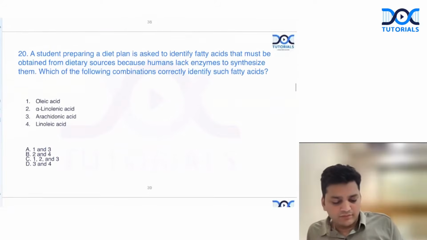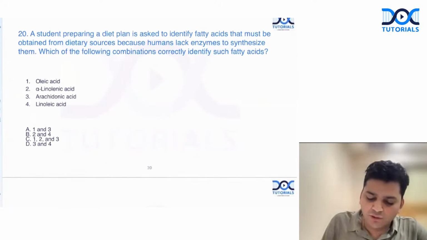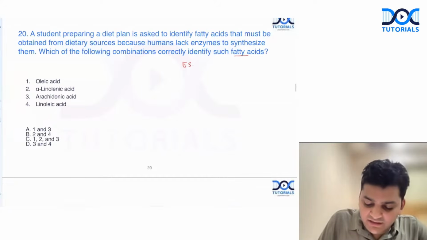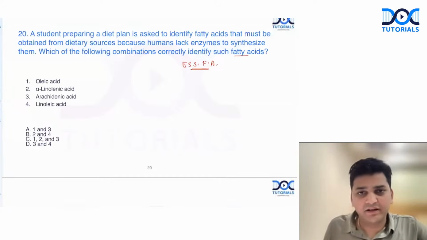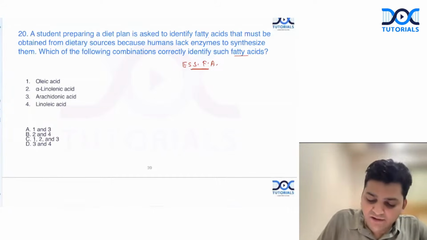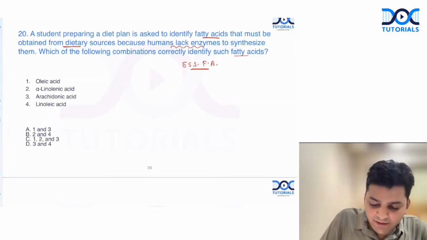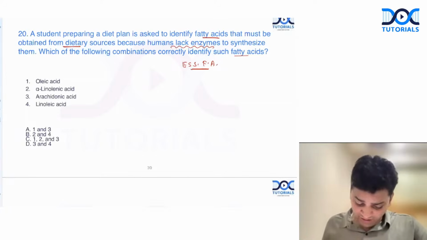The next question. This was more of a straightforward question: which of the following combinations correctly identifies the fatty acid which you cannot synthesize? They're asking which are the essential fatty acids. A student is preparing a diet plan, identifying the fatty acid that must be taken from the diet, because humans cannot make that. The enzymes are not there to make that. Which are the essential fatty acids?